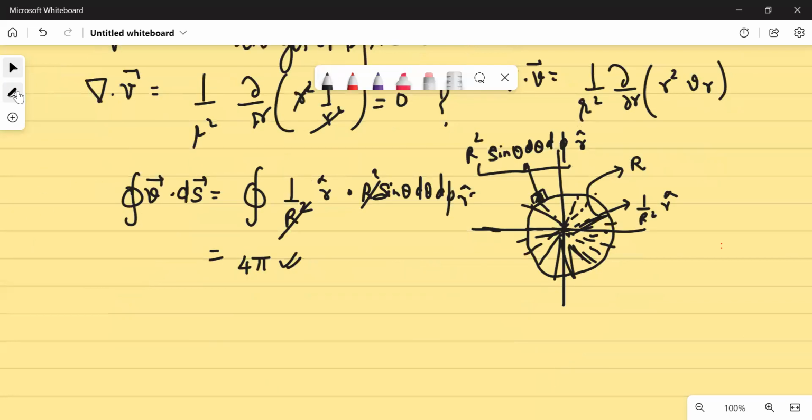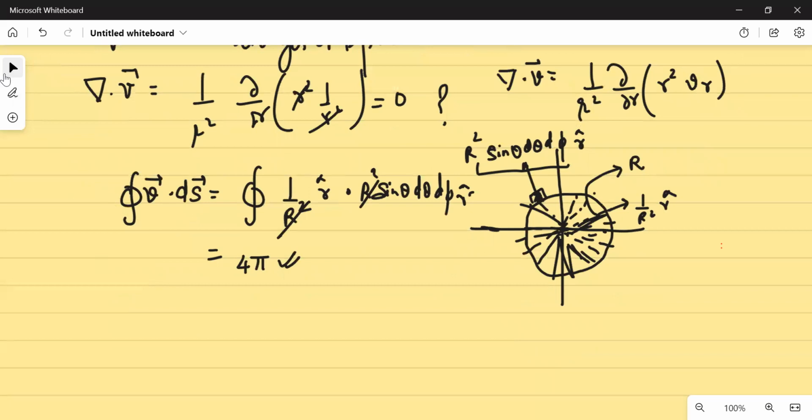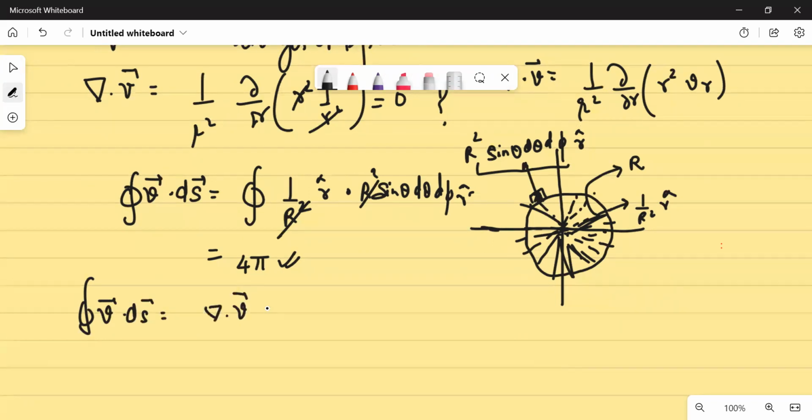And there is a theorem called the Gauss divergence theorem, which says that this surface integral is equal to the integral of del dot v vector d tau. Basically, you take the volume that this surface encloses, and over that volume, the integral of del dot v vector d tau should be equal to v vector dot ds over the enclosing surface. Basically, the flux coming out of this surface should be equal to the integral of del dot v vector d tau. But del dot v vector is 0, as you can see.